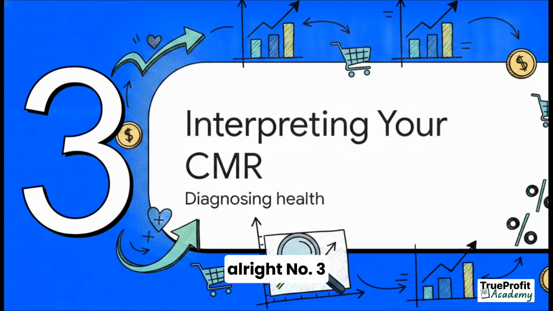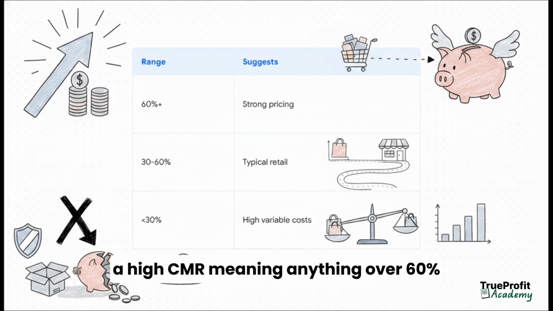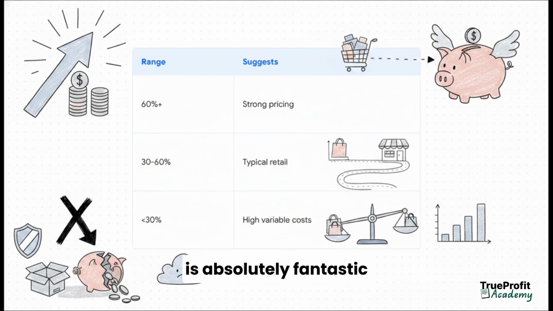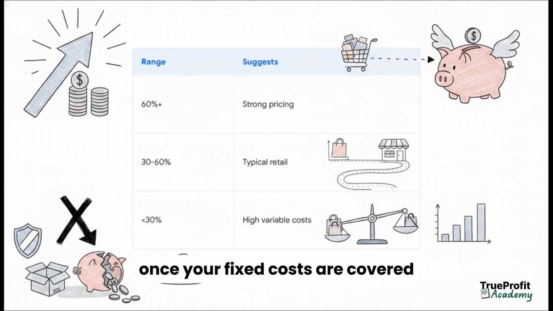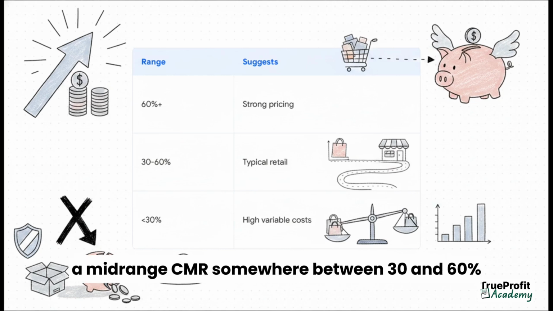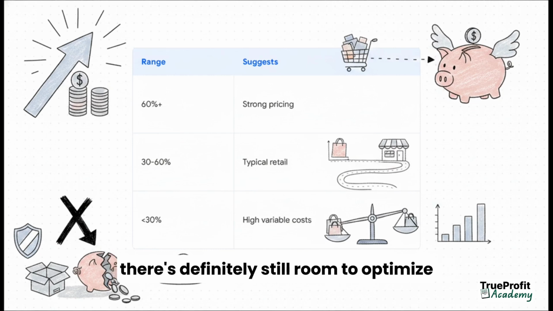All right, number 3, interpreting your CMR. Let's look at what these ranges typically suggest. A high CMR, meaning anything over 60%, is absolutely fantastic. It signals strong pricing power and excellent operational leverage. Once your fixed costs are covered, every new sale generates massive profit. A mid-range CMR, somewhere between 30 and 60%, is generally where most healthy retail lives. There's definitely still room to optimize, but your foundation is solid.